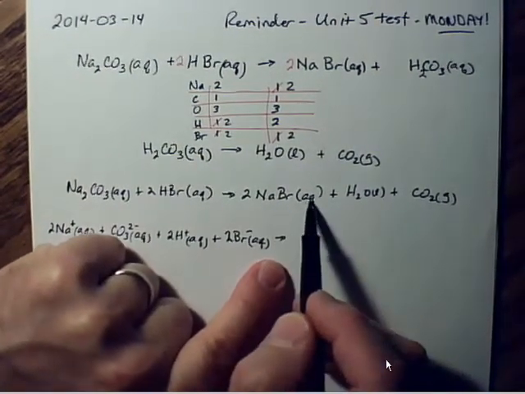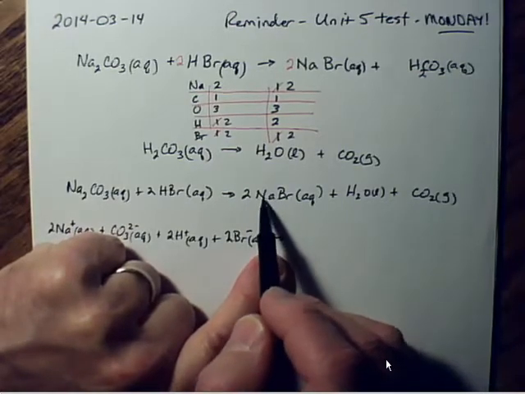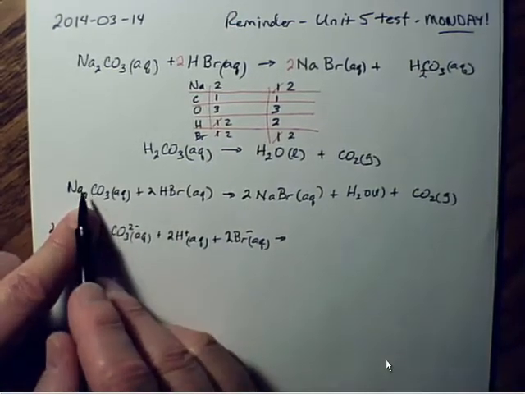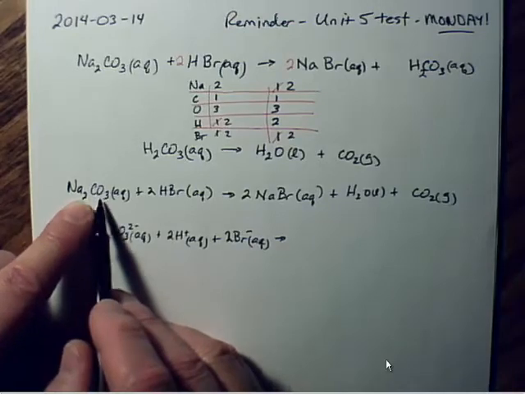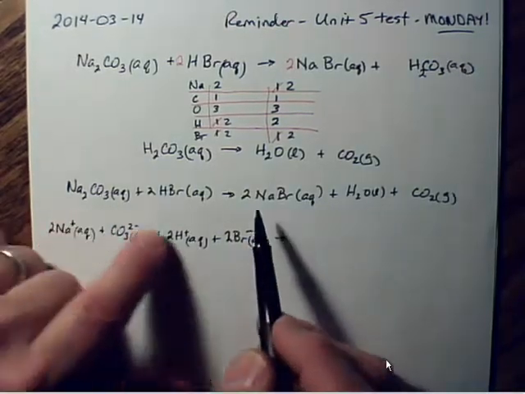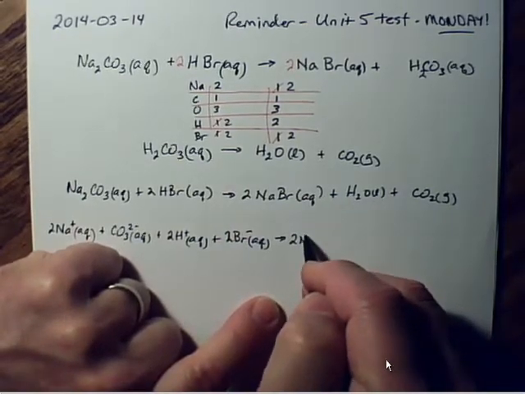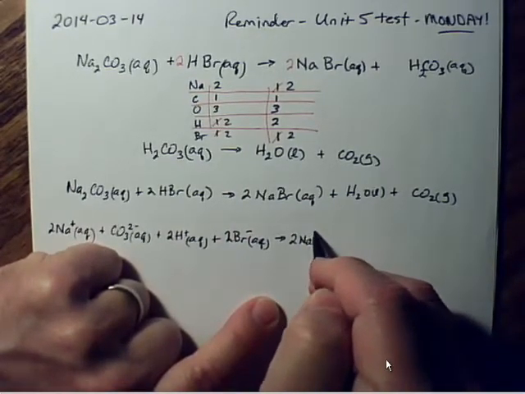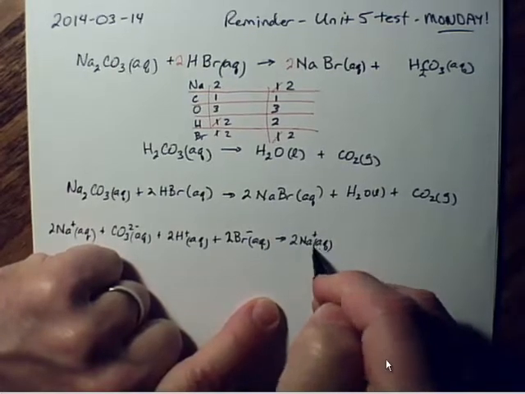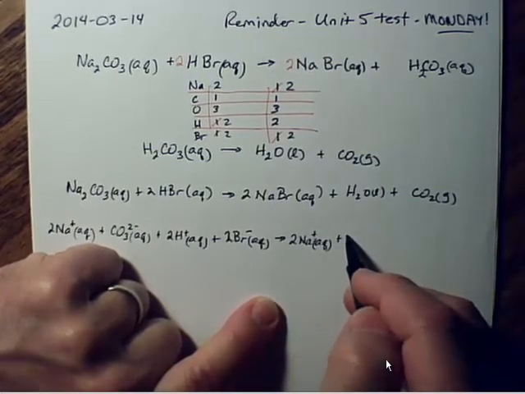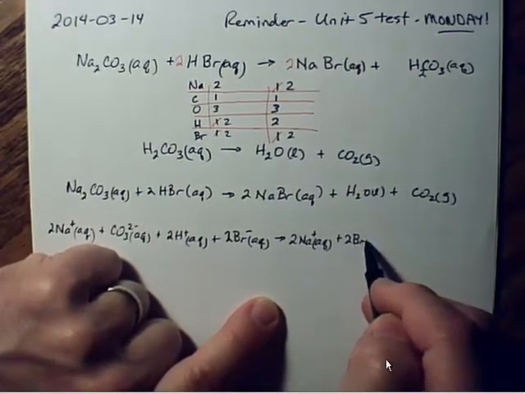Okay, on this side, this is aqueous and it's an ionic compound. It's a metal bonded with a nonmetal. We know this is ionic because it has a polyatomic ion in it. We know this is ionic because it's a metal bonded with a nonmetal. And we've got 2 sodium ions, and 2 bromine ions, or 2 bromide ions.